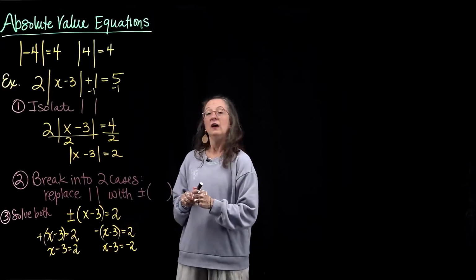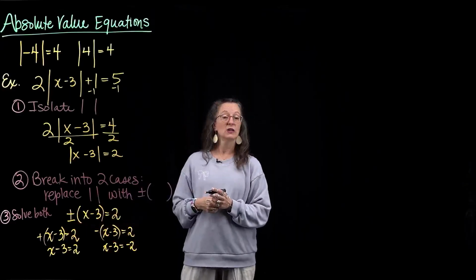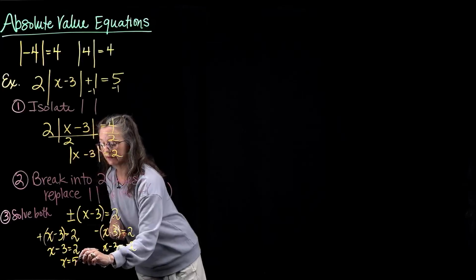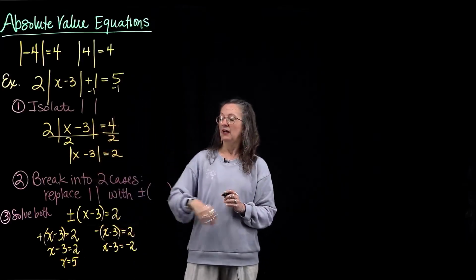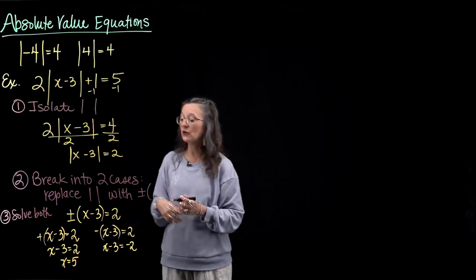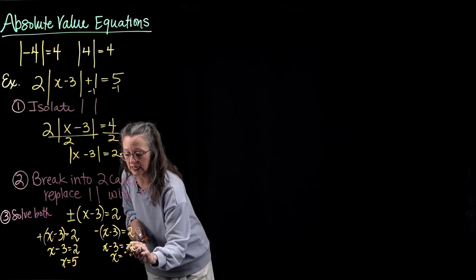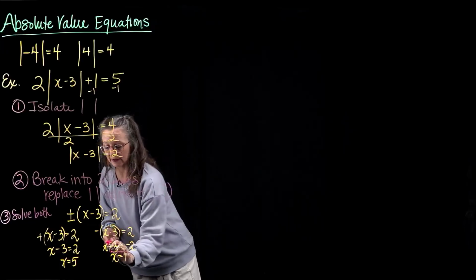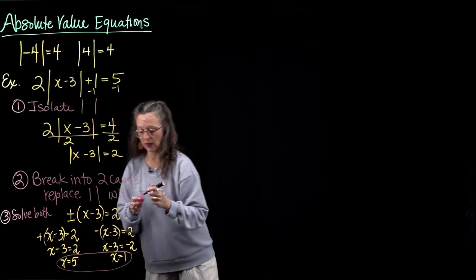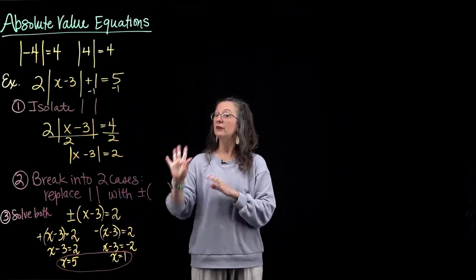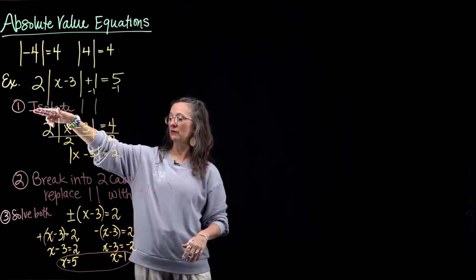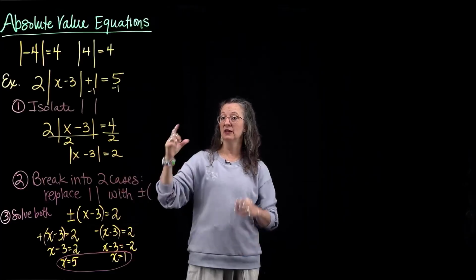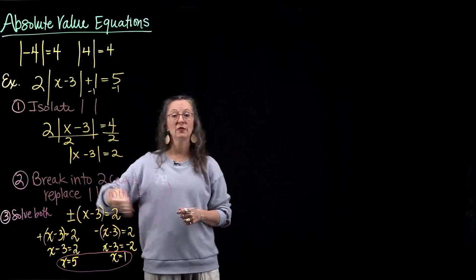So for x minus 3 equals 2, I'll add 3 to both sides, and I've got x equals 5. For x minus 3 equals negative 2, I'll add 3 to both sides, and I get x is equal to 1. So I have two solutions, x equals 5 and x equals 1. So for every absolute value equation, we're going to isolate the absolute value, break into two cases where we replace the absolute value with positive and negative parentheses, and solve both.